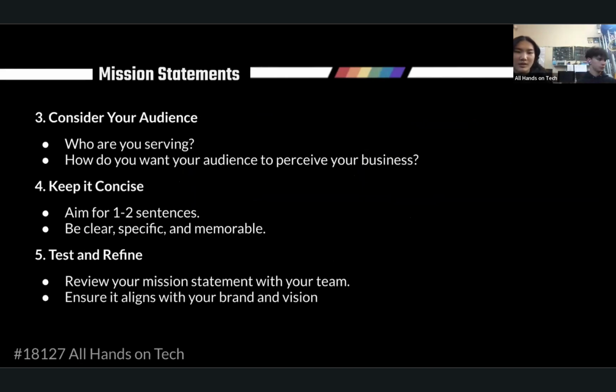And then number three is to consider your audience. Basically, who are you serving? This would probably be other teams or the judges, and also your community. And how do you want your audience to perceive your business or team? Keep it concise, make it one to two sentences, but you also want it to be clear, specific, and memorable. Throughout this process, you can test and refine. Review your mission statement with your team and make sure it aligns with your brand and the vision.